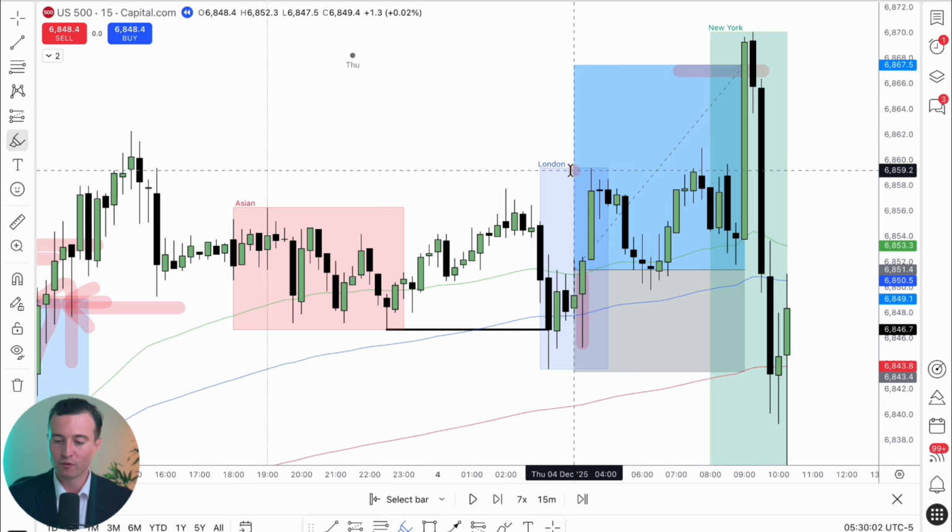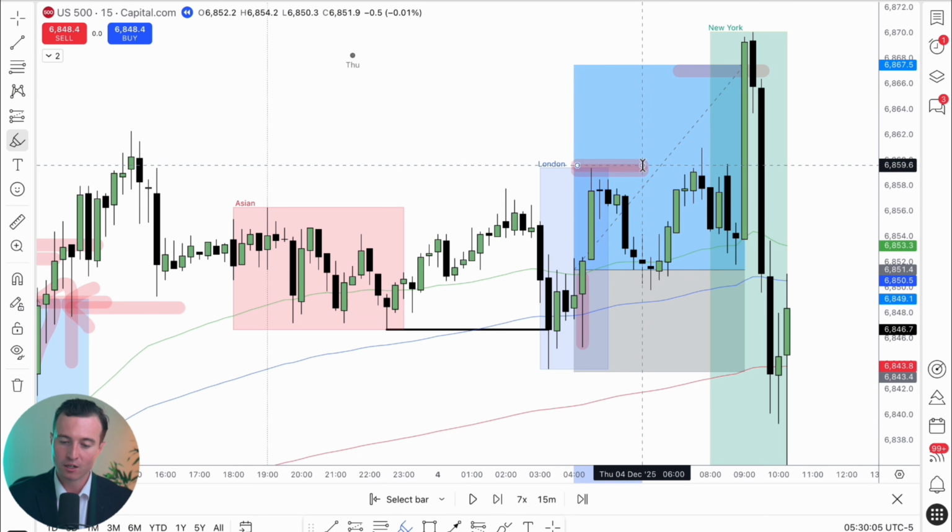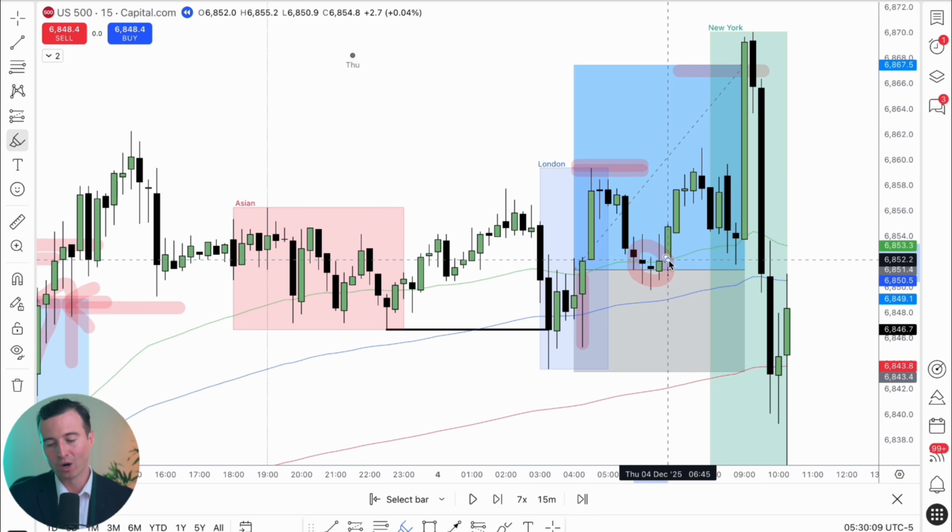And you can see as well, if you went break even here, you would have been stopped out at break even right here. And that's why it's so important to just allow the trades to play out and to give them breathing room and just to leave them alone.